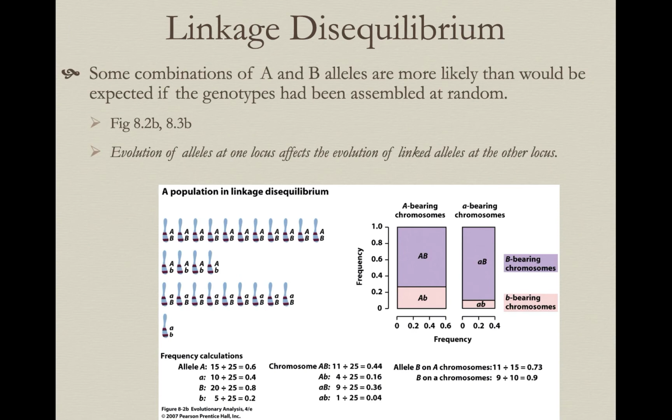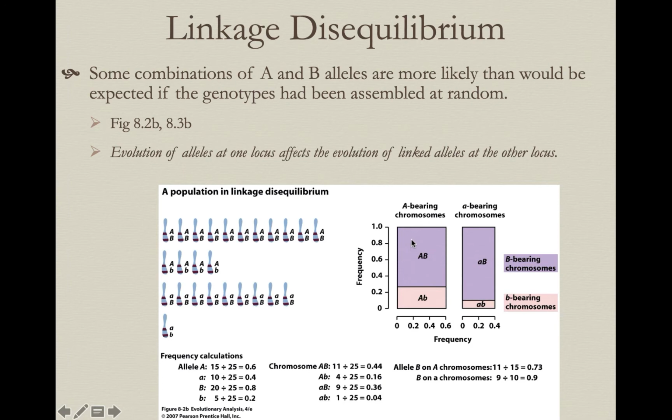Now let's contrast this to this example. We still have 25 chromosomes, and if we look over here at the allele frequencies, they're the same. So that's not changing, but it's the combinations of these that are now changing. You can work through the math here, but it's easiest just to look at what's going on up here to give you a good sense of this.